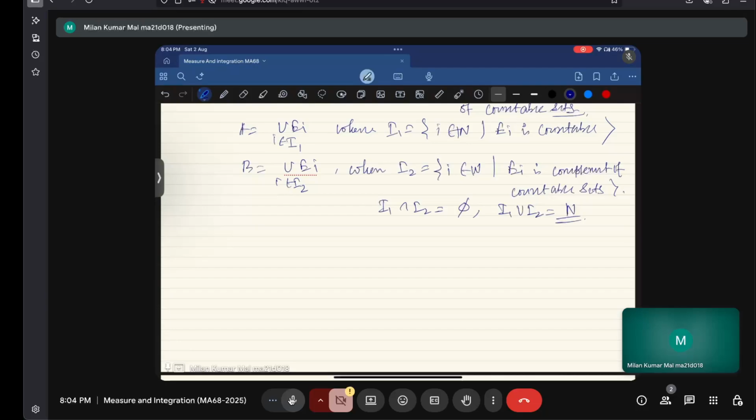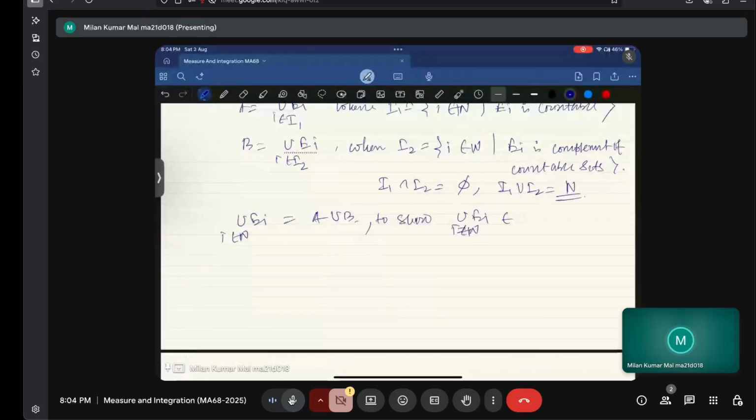There is no problem. So basically the union over i in the natural numbers of E_i equals A union B. So to show that this belongs to the set S, it is enough to show that A and B both are in S.